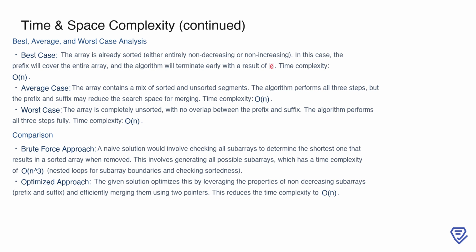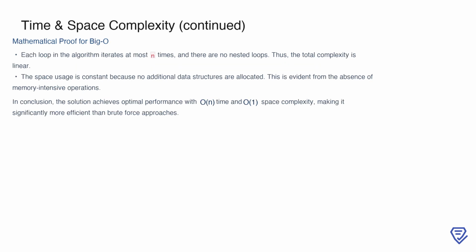In the worst case, the array is completely unsorted, with no overlap between the prefix and suffix. Even in this scenario, the algorithm fully executes its steps, and the complexity remains O(n). To put this into perspective, a brute force approach would check all possible subarrays to find the shortest one that results in a sorted array, leading to a time complexity of O(n cubed). In contrast, the optimized solution leverages the properties of non-decreasing subarrays and efficiently merges them using two pointers, significantly reducing the complexity to O(n).